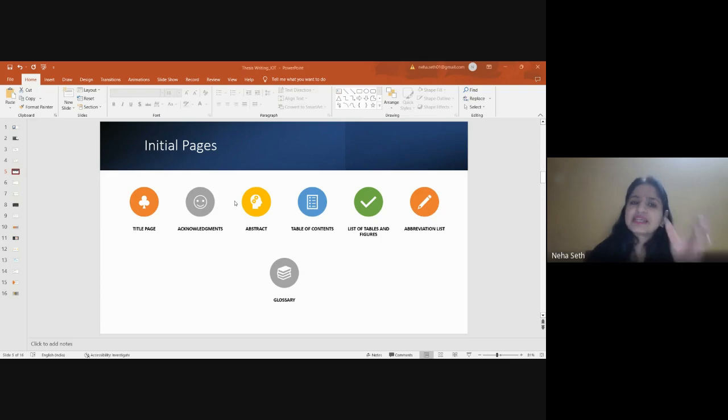Which may also state the title, or an index kind of thing, is given in the beginning. That is a list of tables and figures, wherein the title of the tables and figures and the page number on which these tables and figures are presented. After tables and figures, the next thing that we can have is the abbreviation list.